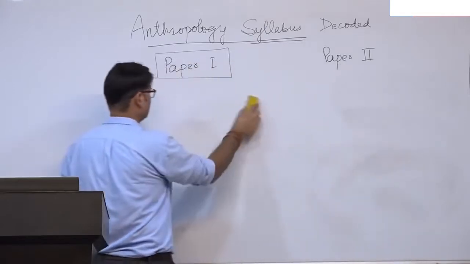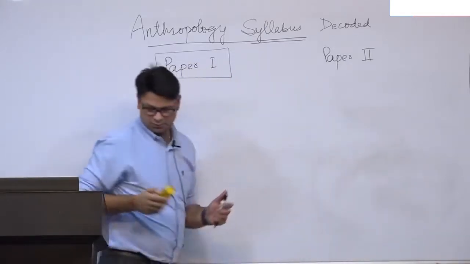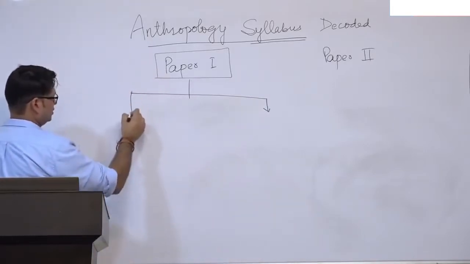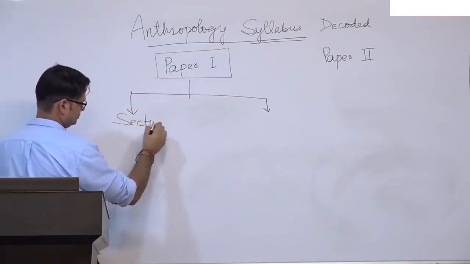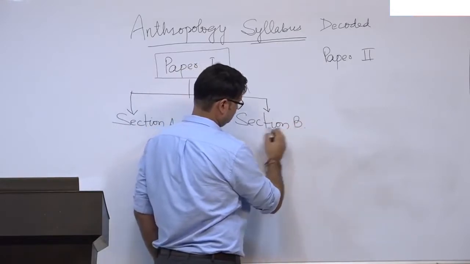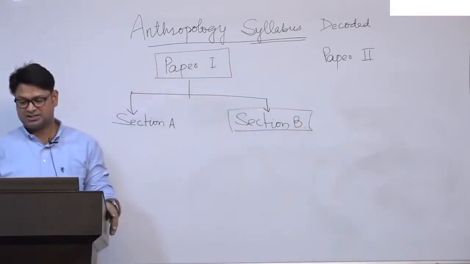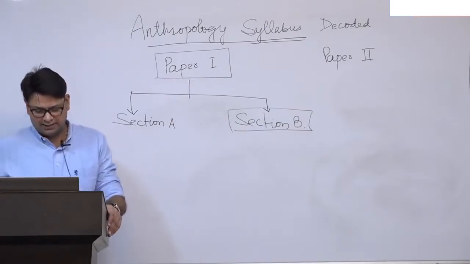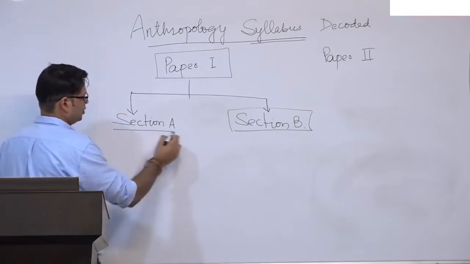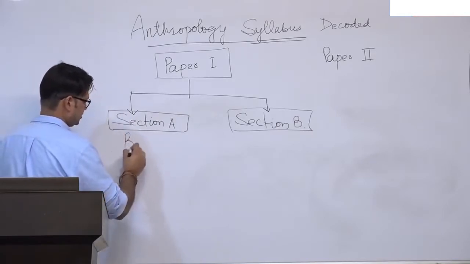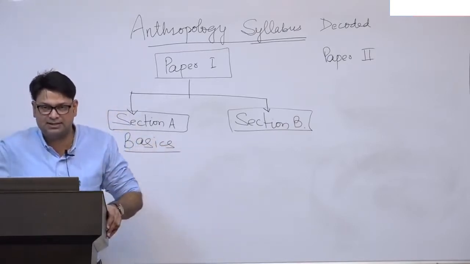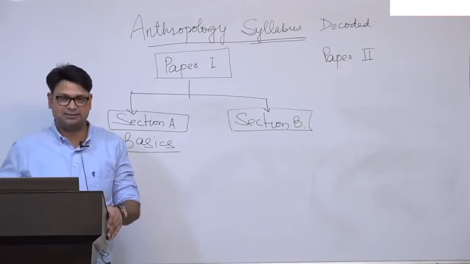So let us start with the subsections of paper 1. In the exam, you will have section A, and then section B. In section A, if you have your syllabus in front of you, UPSC asks you from the basics of anthropology. The basics are unit 1 of paper 1, right? Basically 1.1 to 1.3 is the basics.